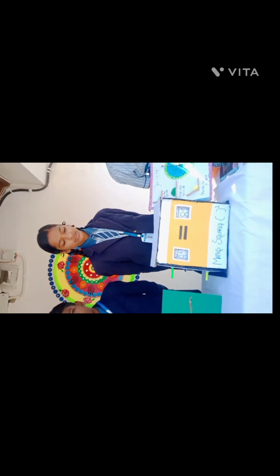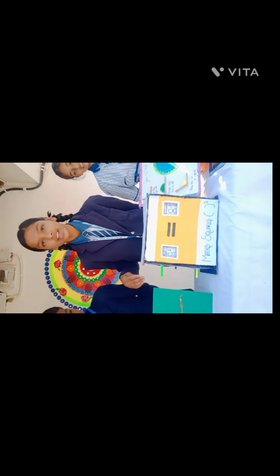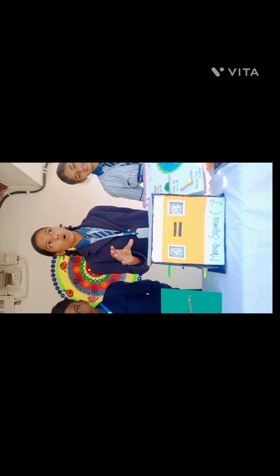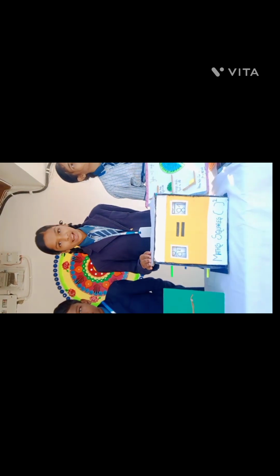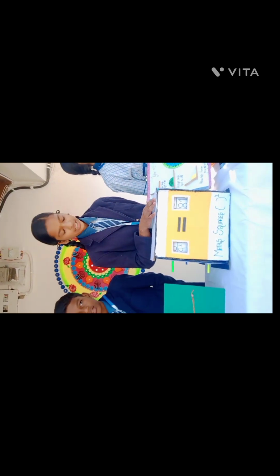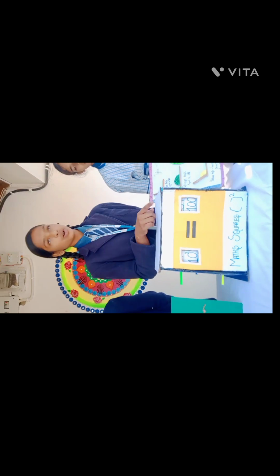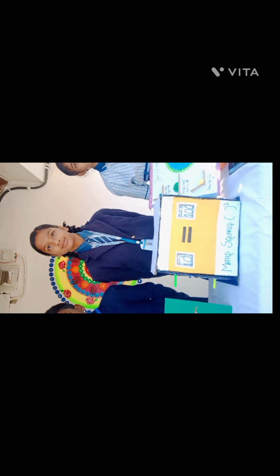Basically, it is a number multiplied by itself. For example, here we have 9 square. 9 square is equal to 81. In long form, 9 square is equal to 9 multiplied by 9, which is equal to 81. And I have 10 square also. 10 square is equal to 100.